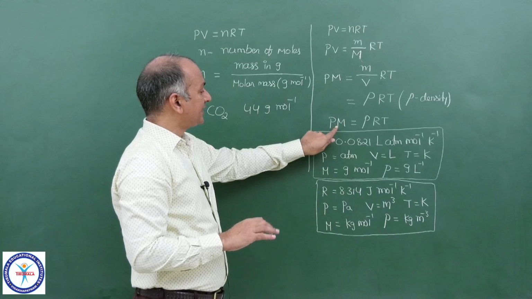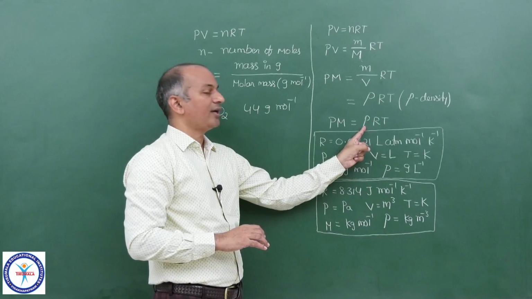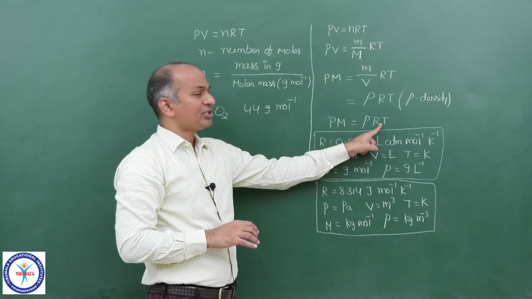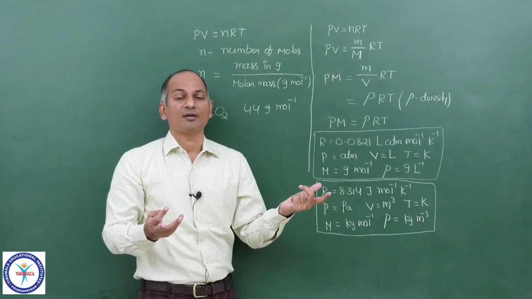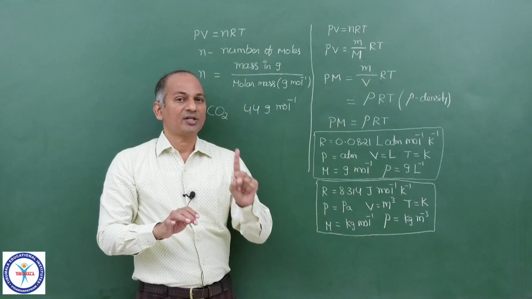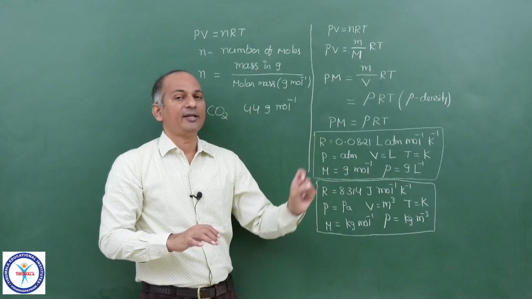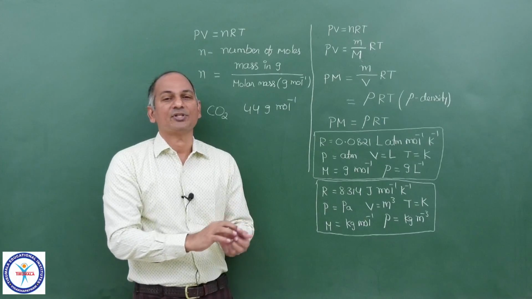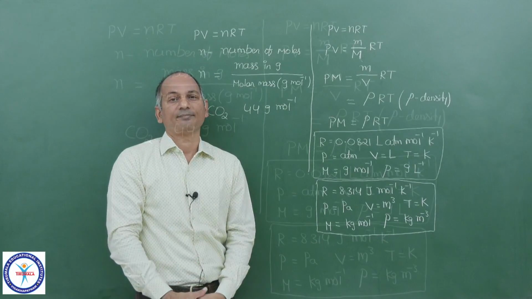Now with this, PM is equal to rho RT. You can calculate the density of the gas, provided you know the pressure, temperature and molar mass. And R is anyway constant, universal gas constant. For all gases it is a constant. So if you know pressure, temperature and molar mass, then you can calculate the density of the gas. So this is one aspect of the ideal gas equation, which may be useful to you in solving the numericals.